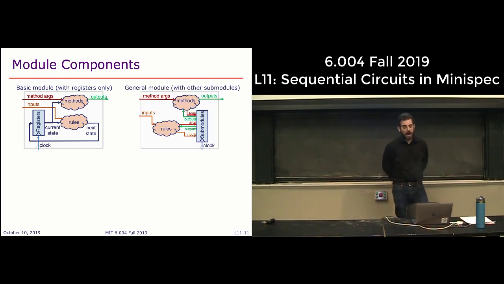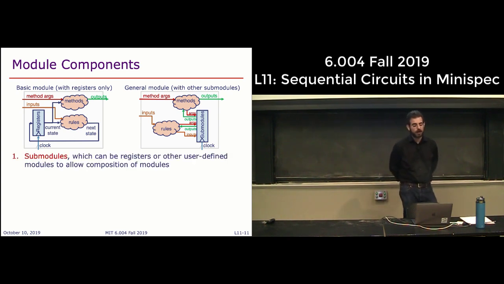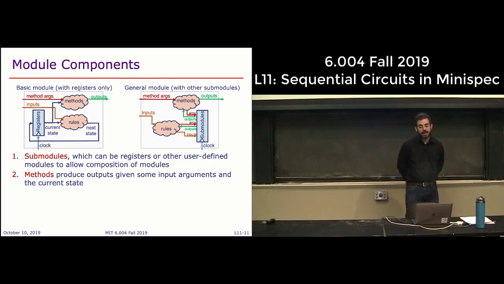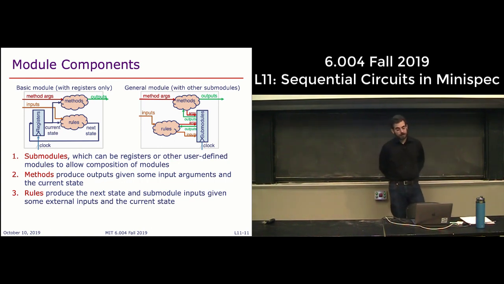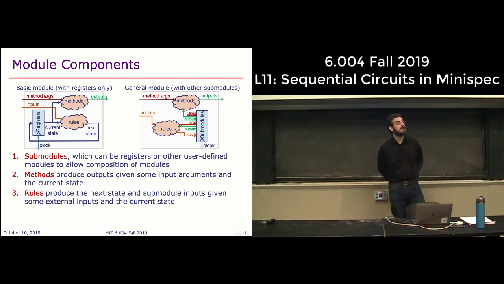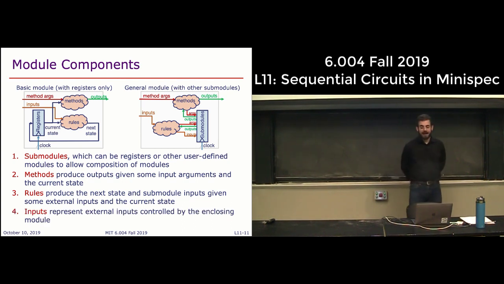Okay, so now that we have this general module picture, we can summarize all the components and what each component of a module does. So we have submodules, which can be the registers or other modules, so that you can compose modules using submodules. You can have methods that produce outputs given some input arguments and the current state, but do not touch the next state and do not set inputs. You can have rules that produce the next state and submodule inputs given some external inputs and the current state, but do not produce outputs. And then you have inputs, which are these external inputs controlled by the outside module that are then fed to the rules.